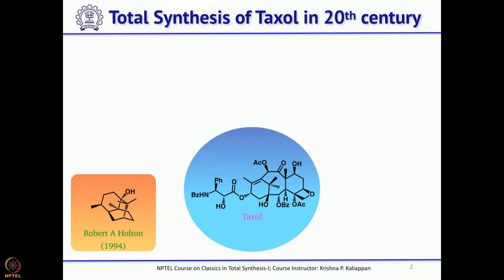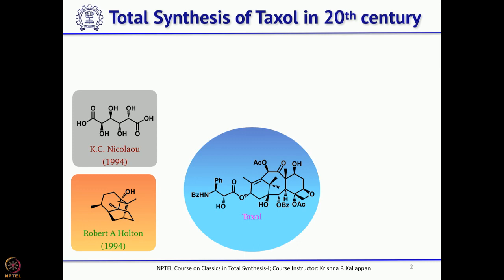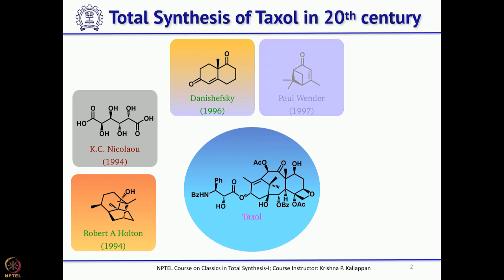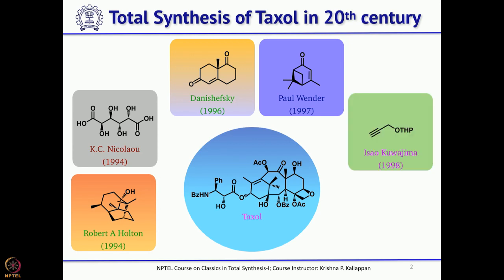by Danishefsky's group. As you know, in the 20th century there were 6 total syntheses of Taxol. The first one was reported by Robert Holton, and almost at the same time Nicolaou also reported the total synthesis of Taxol. Two years later Danishefsky reported the total synthesis, and a year later Paul Wender reported the total synthesis from a chiral terpene called verbenone. In 1998 Kuwajima reported the total synthesis of Taxol, and Mukaiyama reported the total synthesis of Taxol from an amino acid.